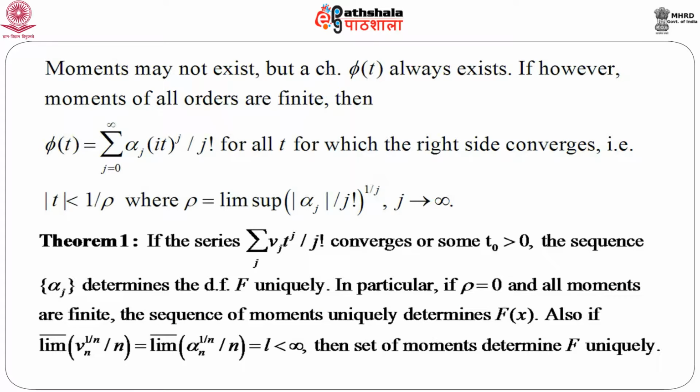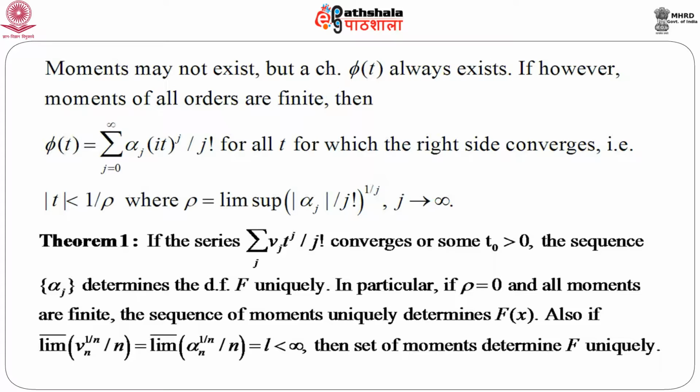Now, consider this theorem. If the series summation over j of alpha j t to the power j by j factorial converges for some t naught greater than 0, then the sequence of alpha j determines the distribution function, that is, capital F, uniquely. So, the question with which I started, whether moments can determine a distribution function uniquely, is answered by this theorem, provided this series is convergent.